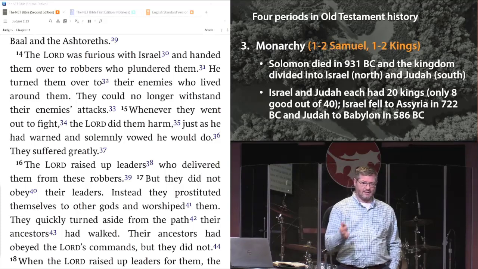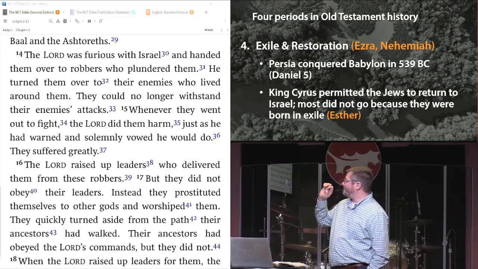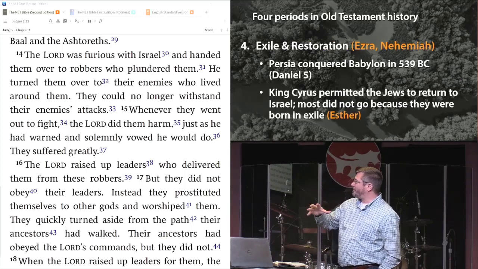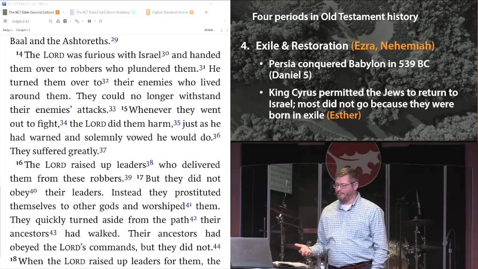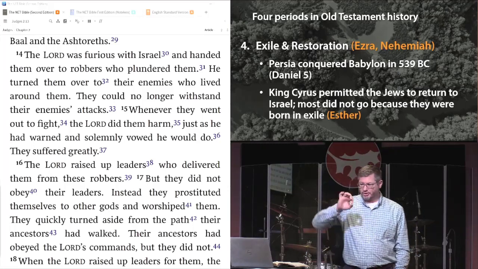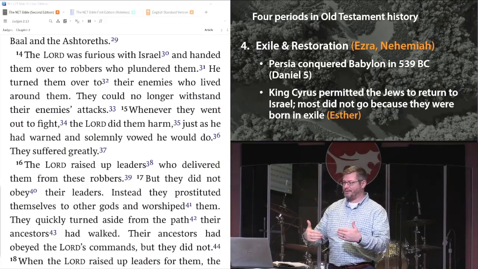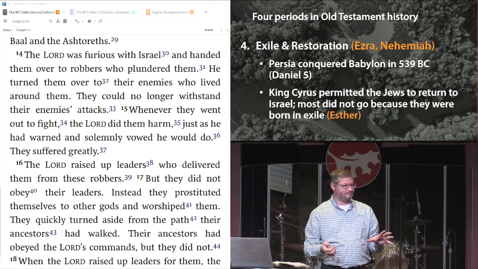And from 586 to 539, we have Babylon, and then Persia conquered Babylon in 539. We see this in the book of Daniel, chapter 5. Belshazzar sees the handwriting on the wall. Remember that account, that story? That was the night that Persia took over Babylon.